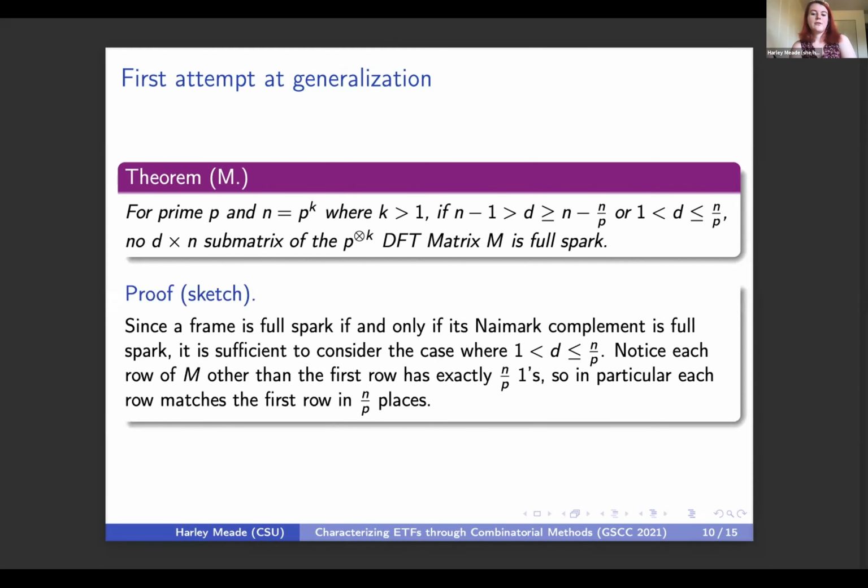And generalizing off that notion, since a frame is full spark exactly when its Naimark complement is full spark, you can just think of the lower half of this. So 1 is less than D, less than N over P. This is very non-trivial to show, but kind of annoying, and it was mostly just a lemma, so I decided to ignore it. But other than that first row of all ones, every row is going to have exactly N over P ones, which means that every row is going to match the first row in N over P places.